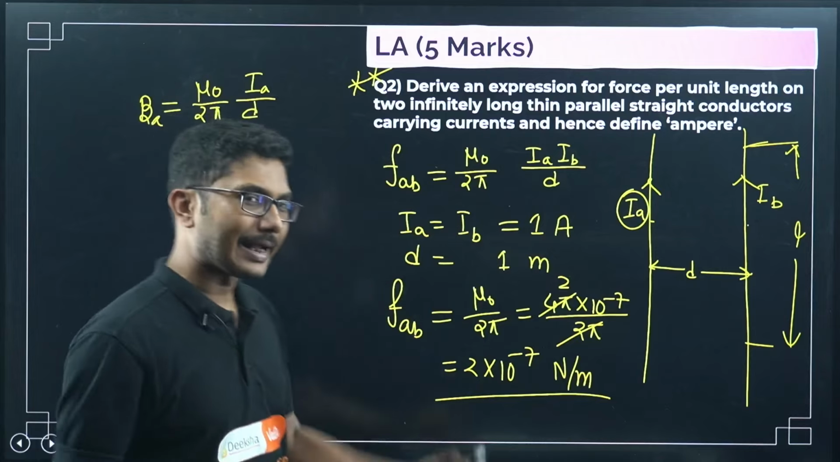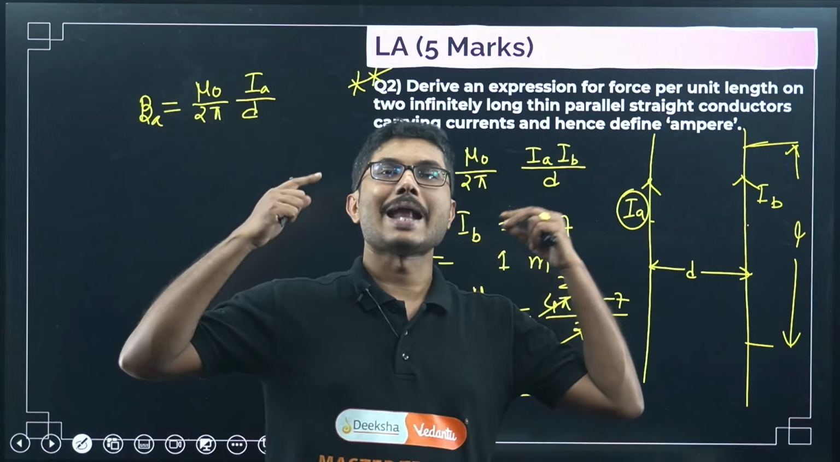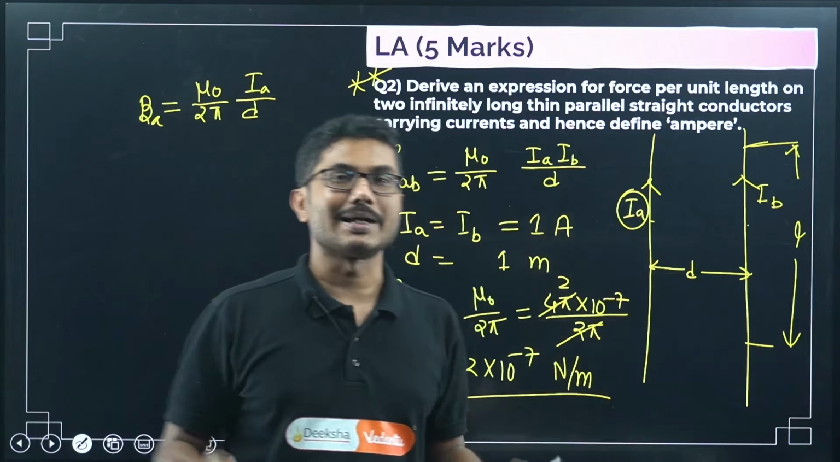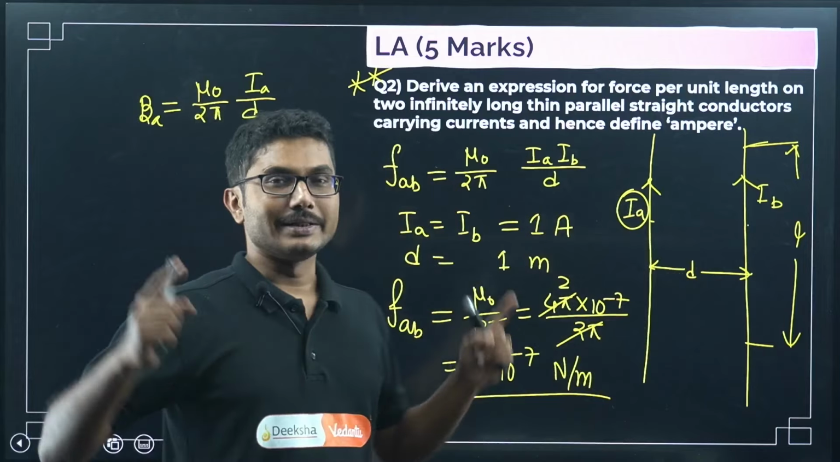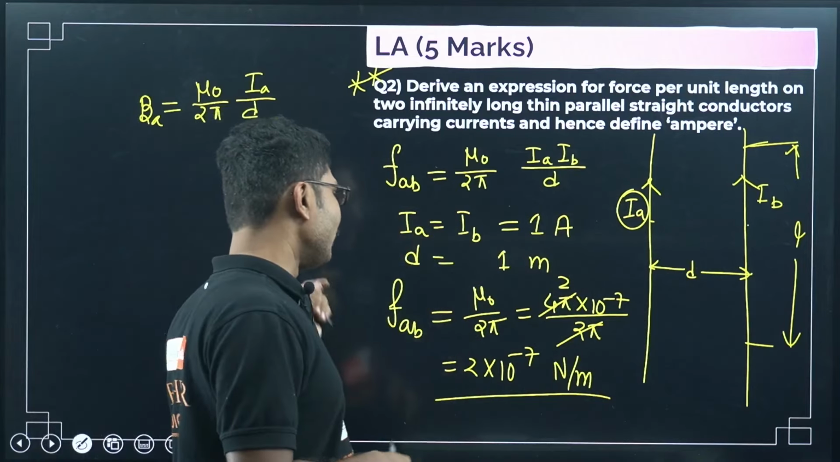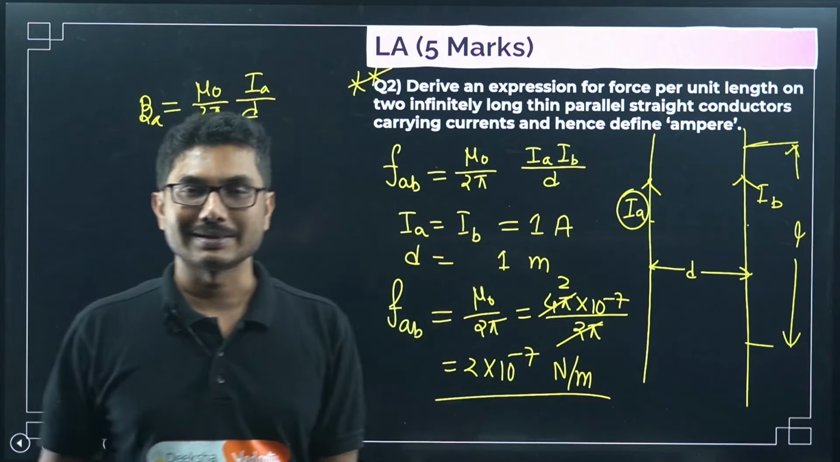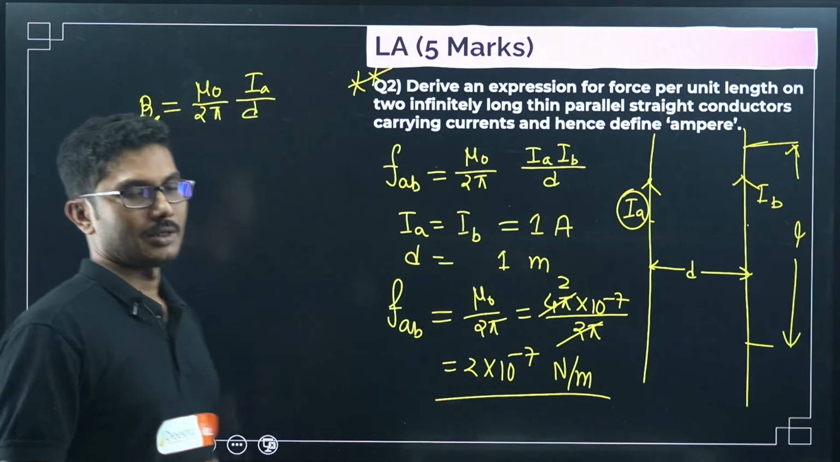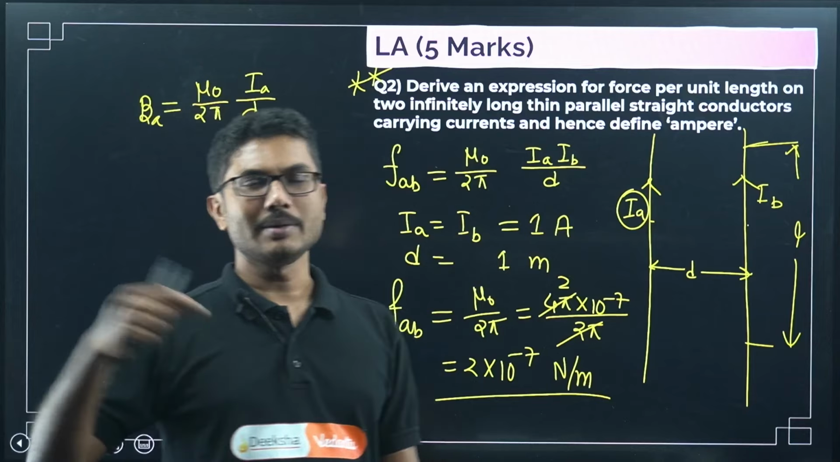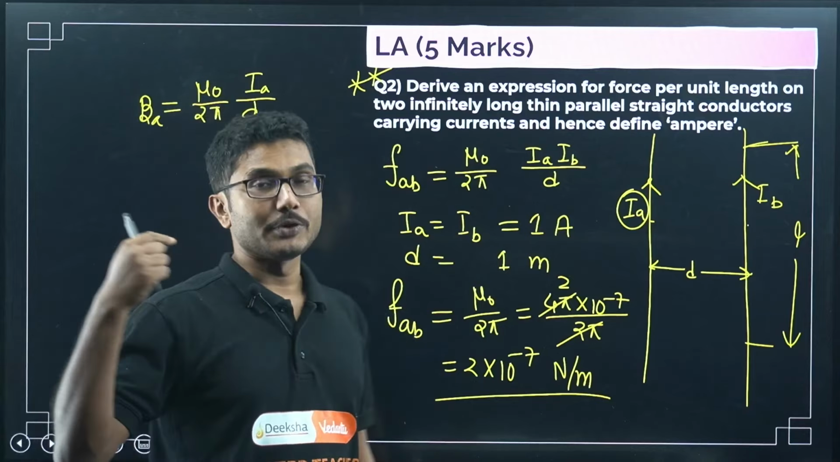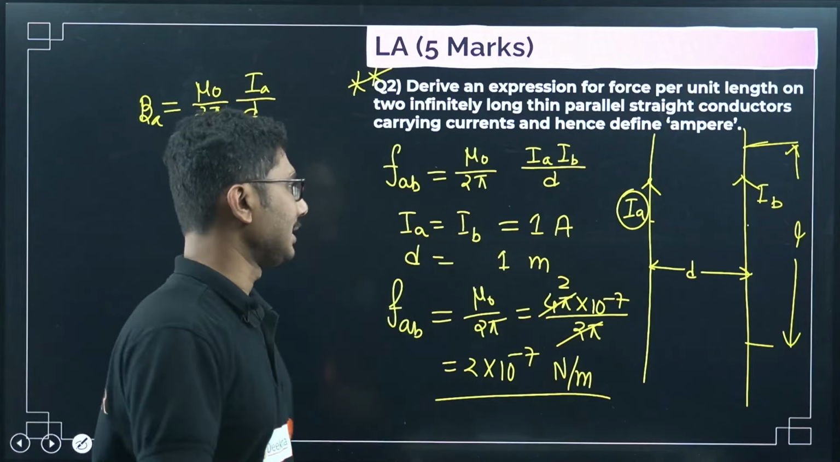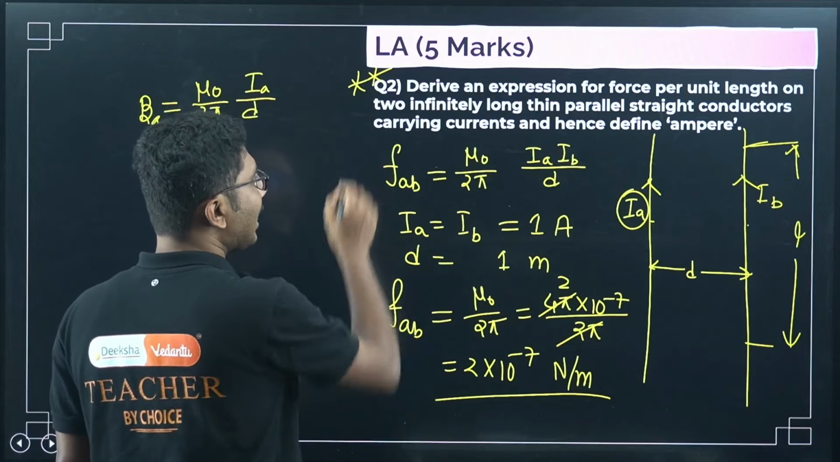Or you can say directly also, if two current carrying wires carrying 1 ampere current through them are kept at a distance of 1 meter, then the force acting between them is 2 times 10 to the power of minus 7 Newton per meter. Force per unit length is 2 times 10 to the power of minus 7 Newton per meter. So this is how you have to define ampere.